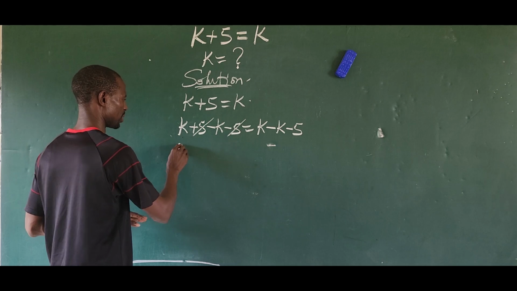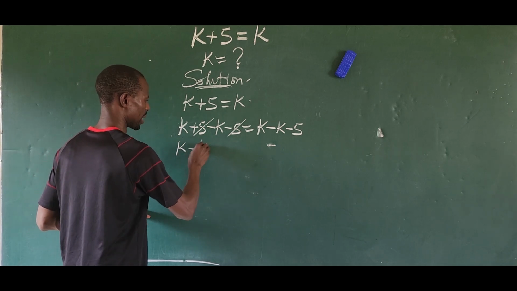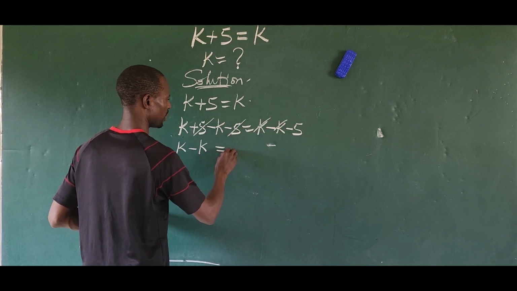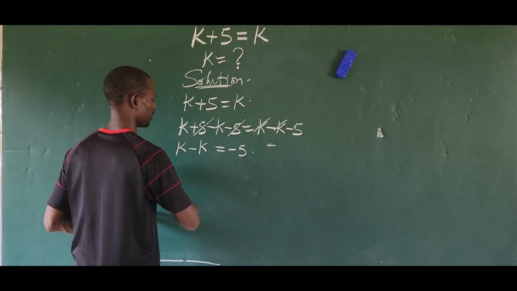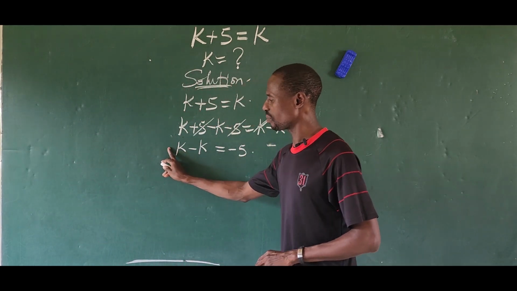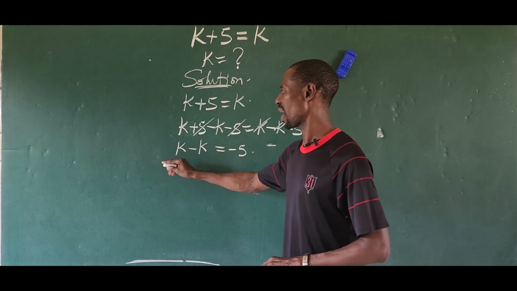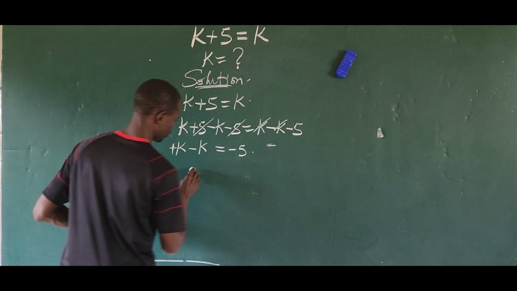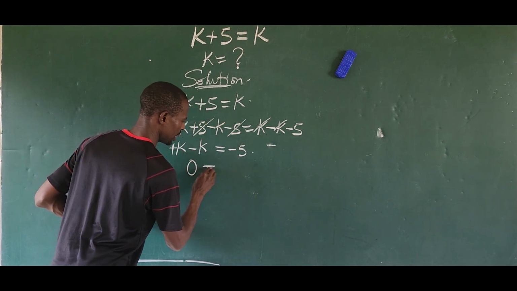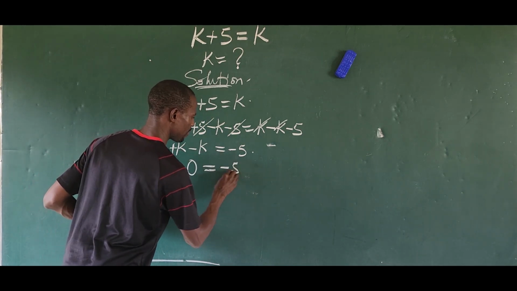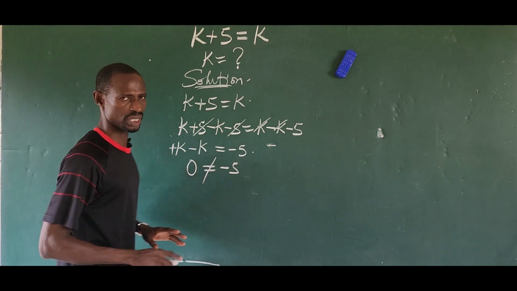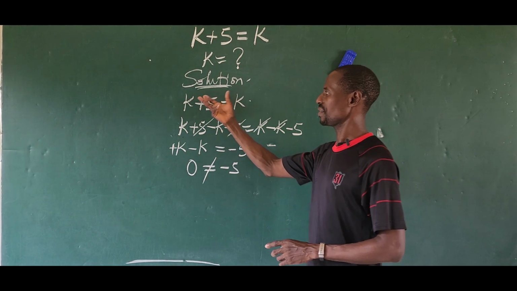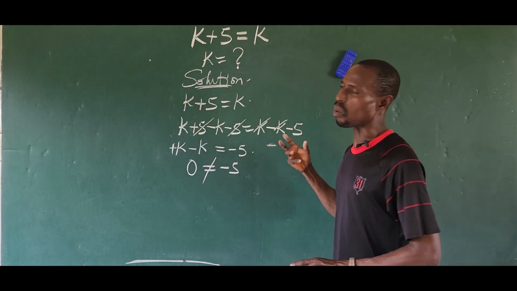So we are now left with k minus k here, equal to, here, this and this will leave. We now have minus 5 on this other side. Here we have an invisible plus. So we're going to have plus k minus k, which will still give us 0. So this is going to give us 0 equal to, on this side, we are left with minus 5. But 0, as we all know, is not equal to minus 5. So it shows that solving this using this approach will not work out.